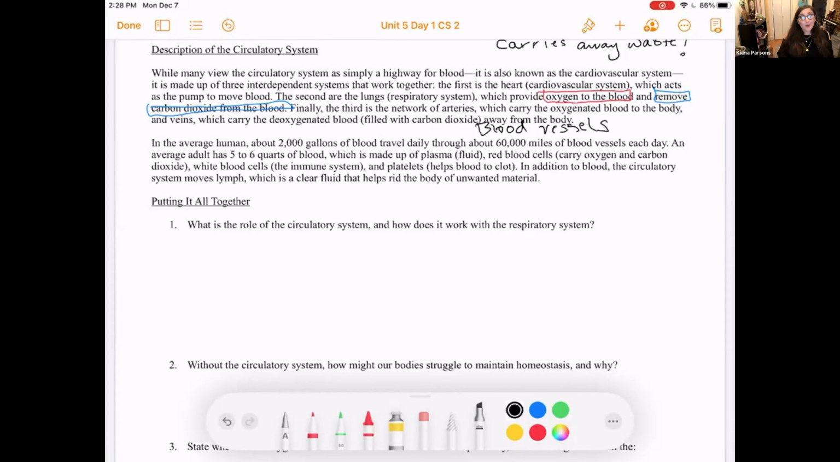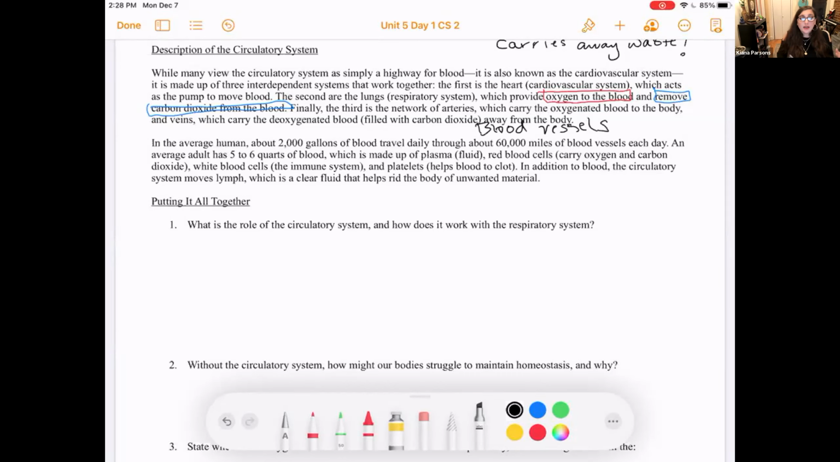And I believe tomorrow we're going to watch a little video about that called the Bloodmobile. So that blood, it's pretty critical. Those 2,000 gallons of blood contain oxygen, carbon dioxide, you name it, it's probably in your blood.